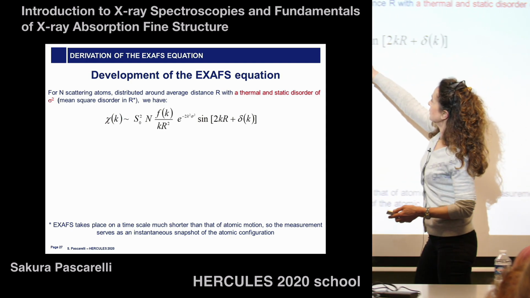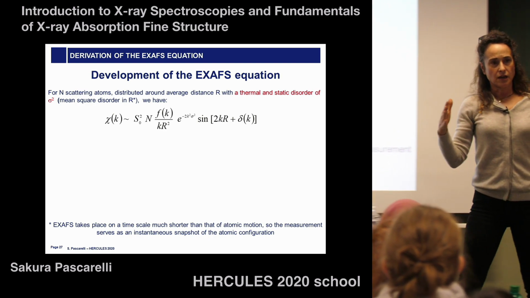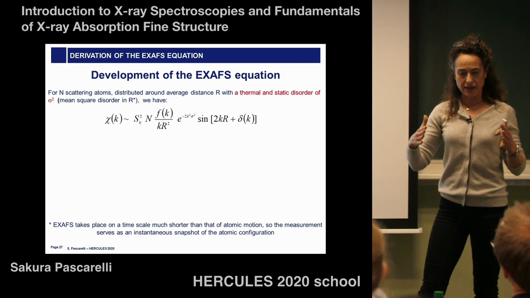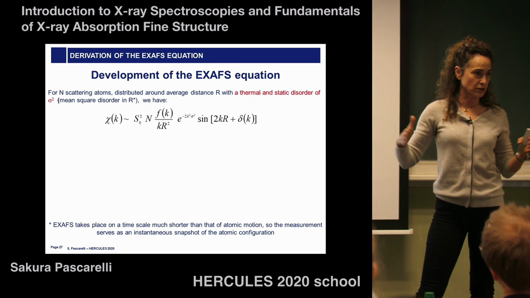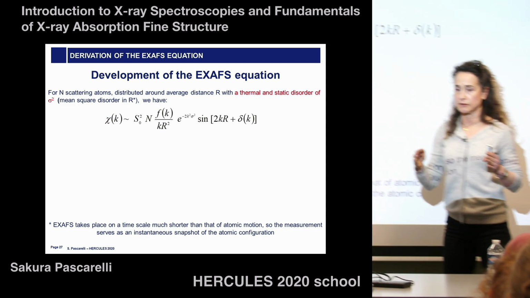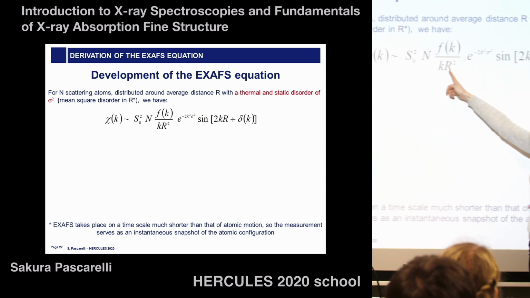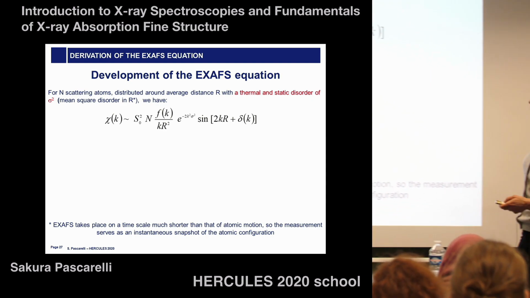And here, we are putting this distribution function which takes into account the fact that they're not exactly at R, but they are distributed with a certain distribution. Let's take a simple Gaussian distribution. And so we get this exponential which takes into account the fact that the distances are all not exactly R, but they have this distribution. So there's a little bit of disorder in this shell.